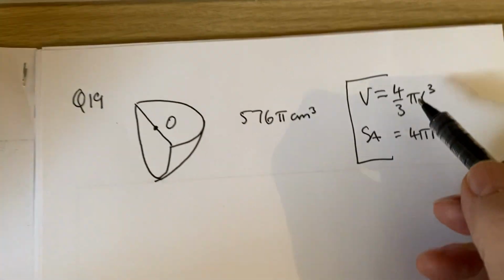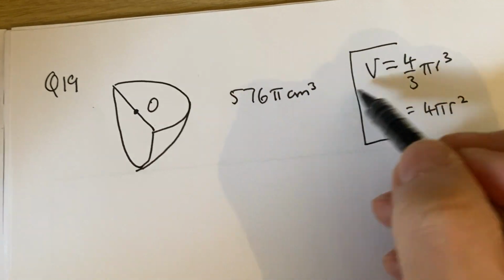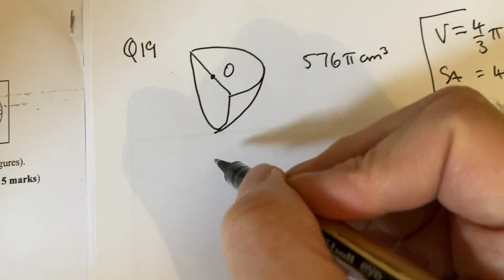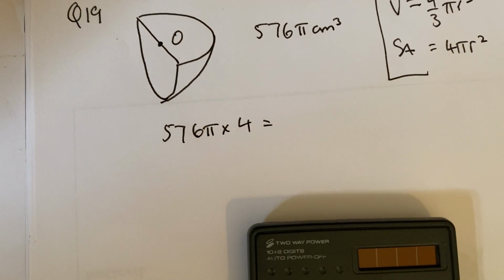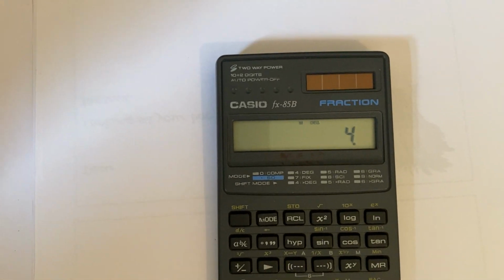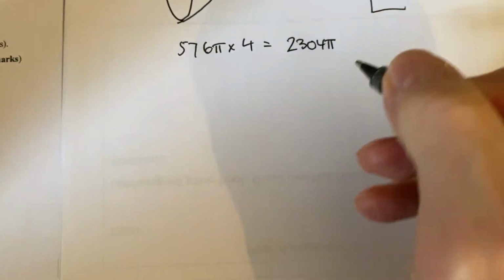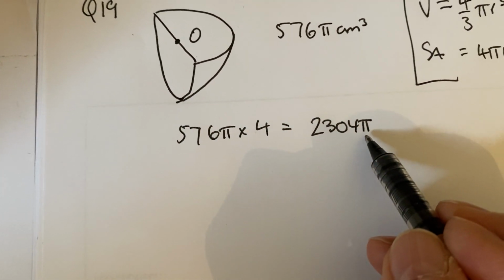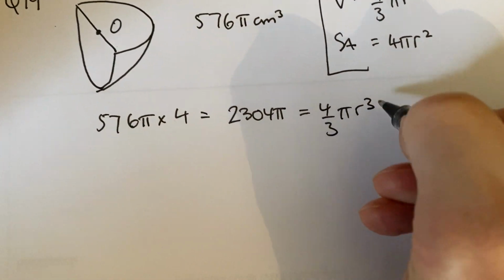So I want to go from the volume to the surface area. First of all, I know the volume here, that's of a sphere. So I'm going to times that by 4, because that gives me the total volume of a sphere. So 576 times 4. Don't worry about the pi. So that means it's 2304 pi. You don't have to do anything to the pi, because you just times the 4 and the pi stays there. Now we know that that volume is equal to 4 over 3 pi r cubed.